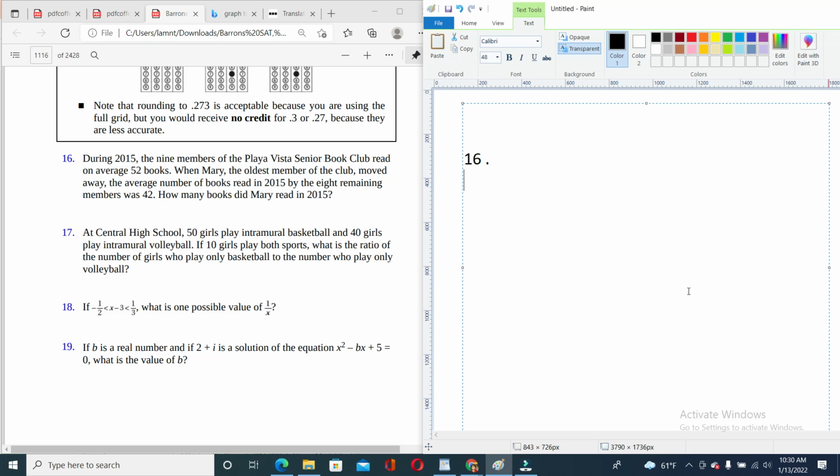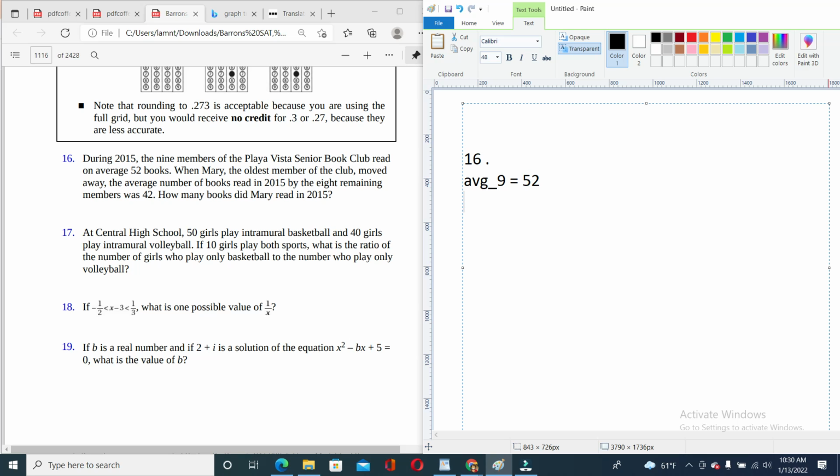Okay, so sorry. During 2015, the 9-member Playa Vista Senior Book Club read on average 52 books. Mary, the oldest member, moved away. The average of the 8 remaining members was 42. How many books did Mary read? Okay, so we know that the average of the 9 is 52.